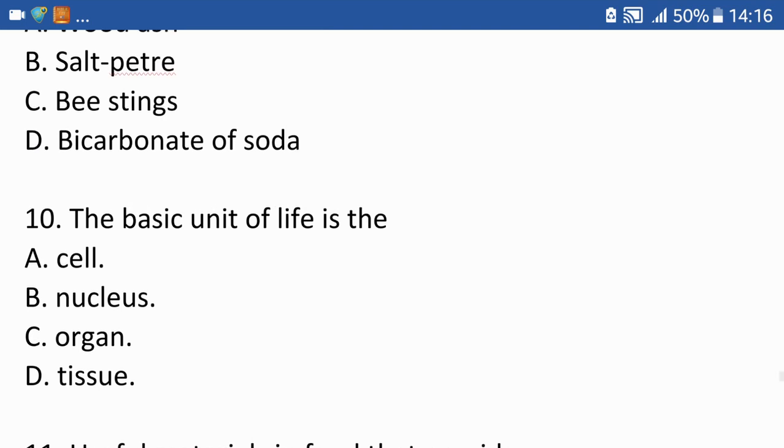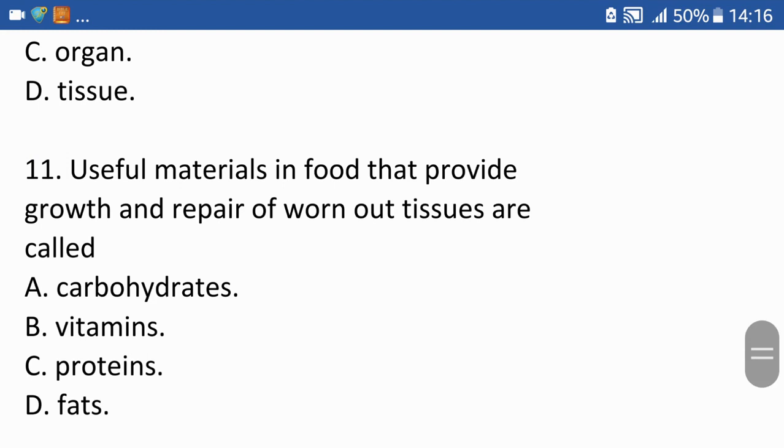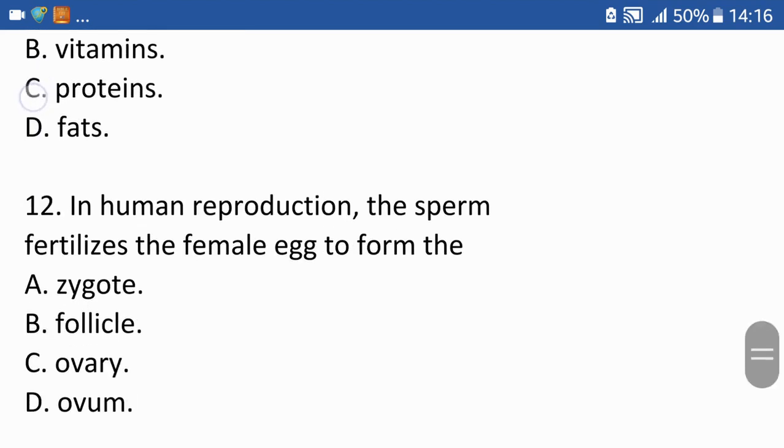Question 10. The basic unit of life is the. Question 11. Useful materials in food that provide growth and repair of worn out tissues are called. So number 12. In human reproduction, the sperm fertilizes the female egg to form the.